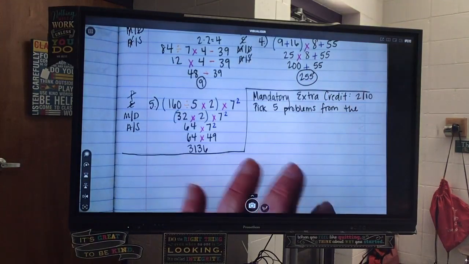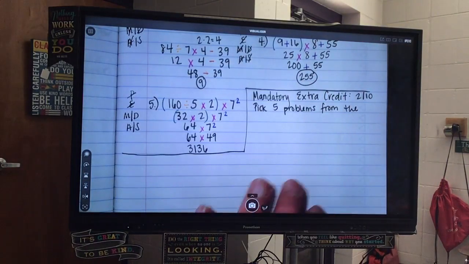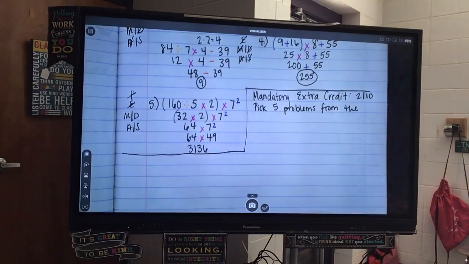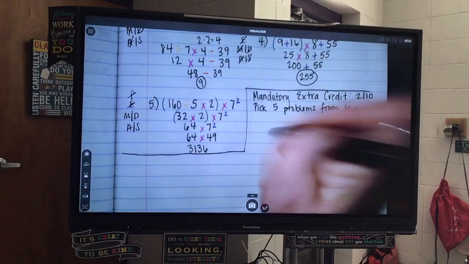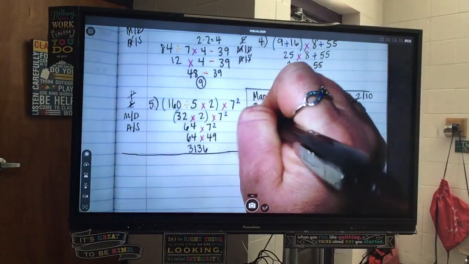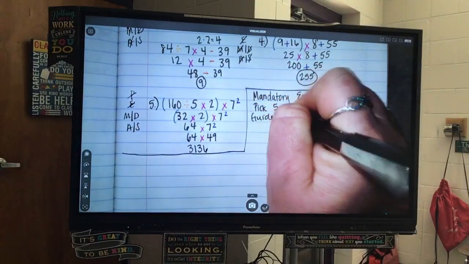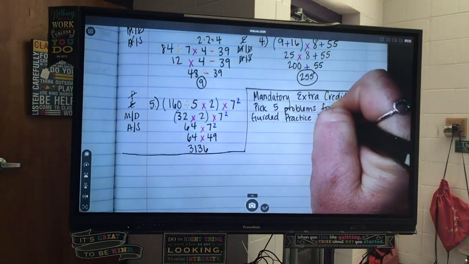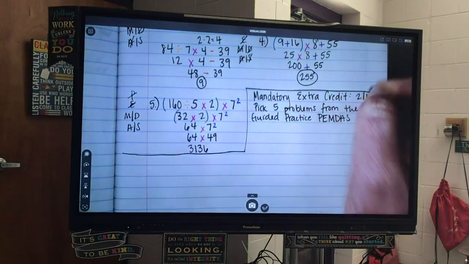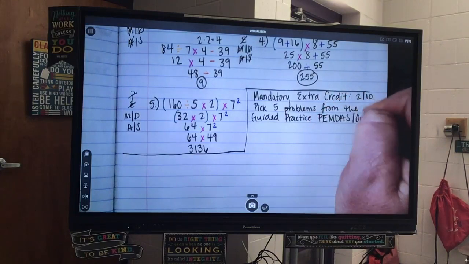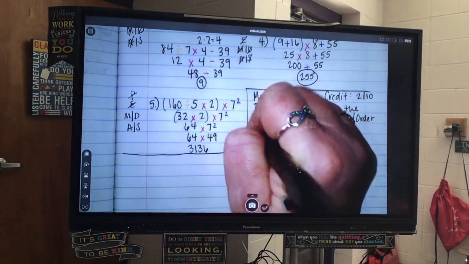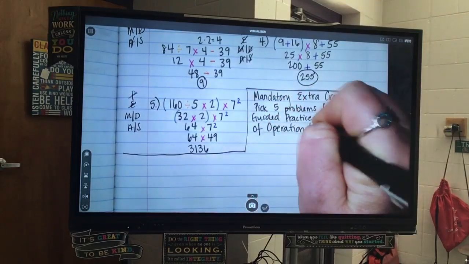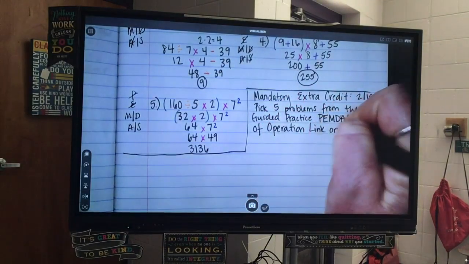I don't know what I want to call this. I just have to have them write this down. I'll send them to you. Yeah, send them. From the guided practice. PEMDAS/order of operation link on campus.